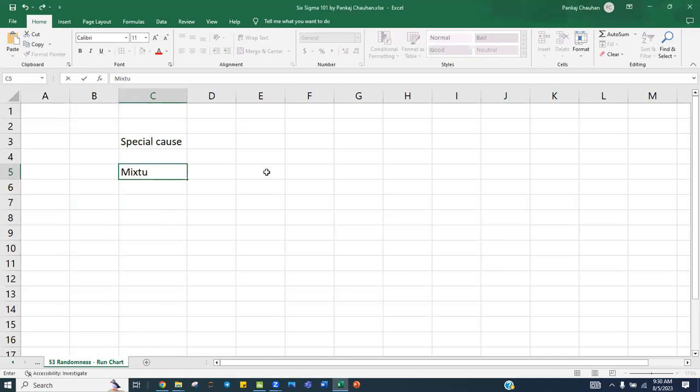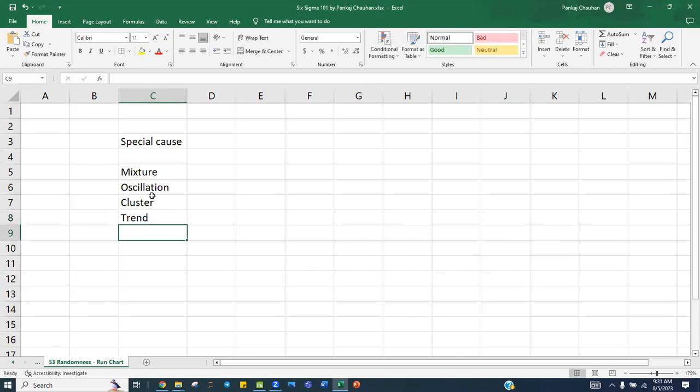a mixture, oscillation, cluster, and trend. In case any of these specific properties is present in your data, that is called non-random data.